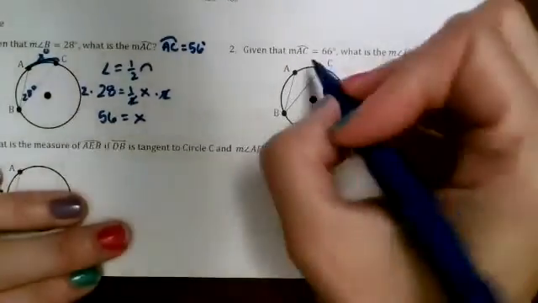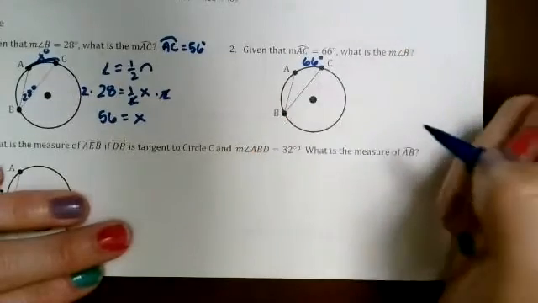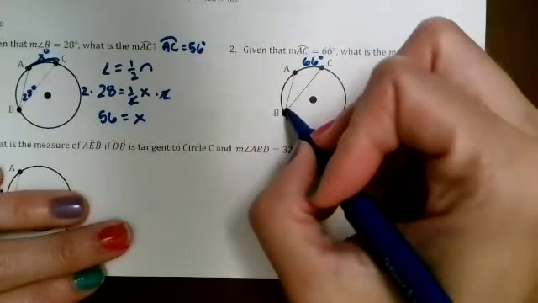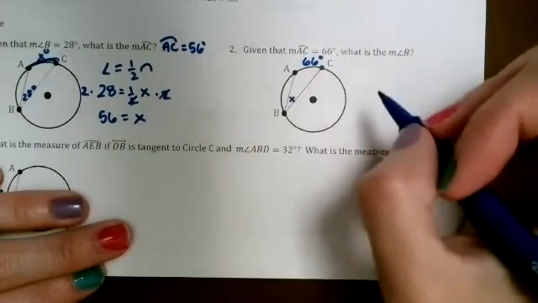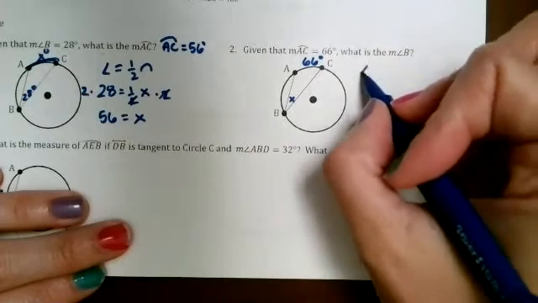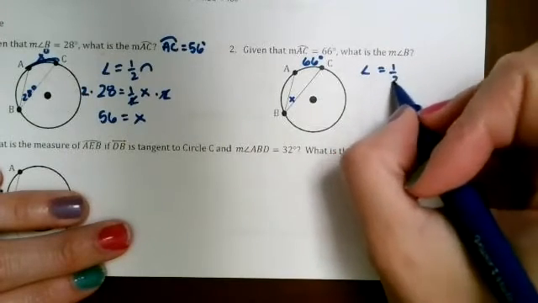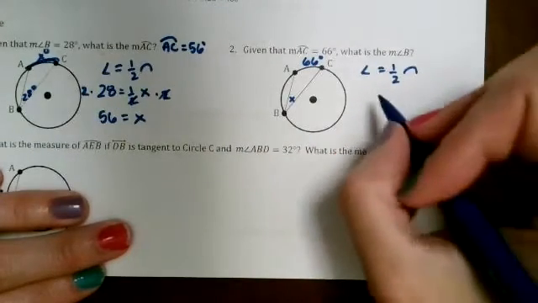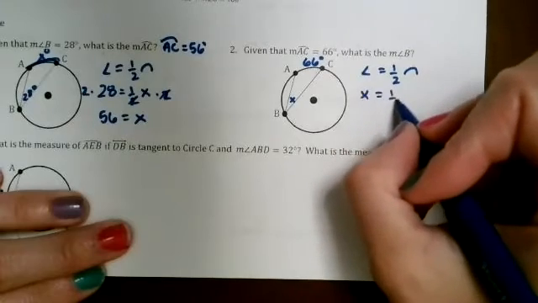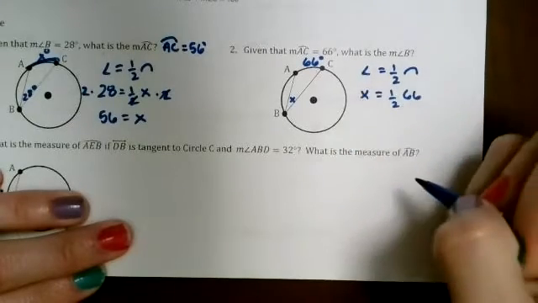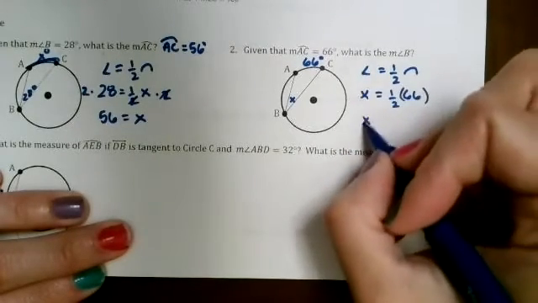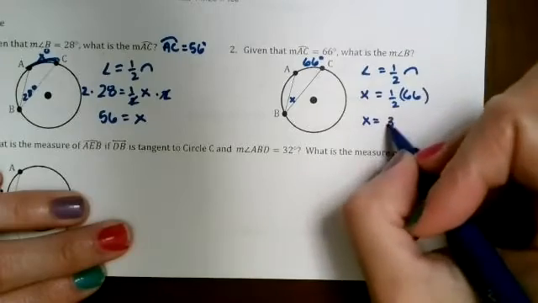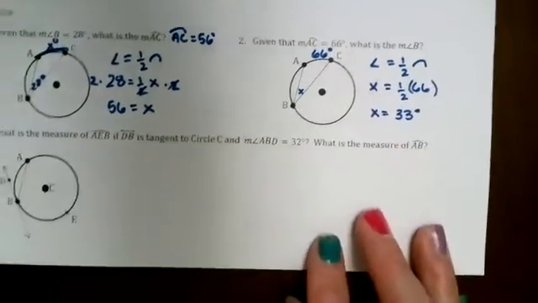Number 2, given that AC is 66 degrees, what is the measure of angle B? So this is working backwards. We said that the angle is equal to half the arc. So we don't know the angle, but we do know the arc. So in this case, we would just multiply half of 66 to get that it is 33 degrees.